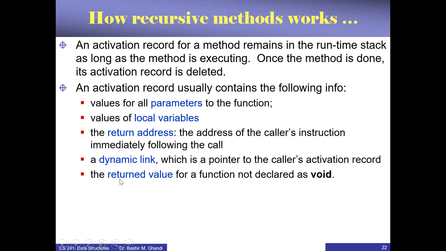The last piece of information is the return value. This is for methods that are not void. So there will be a space in the activation record to store the return value. So at least these five things are stored in the activation record for each method that is currently still executing.